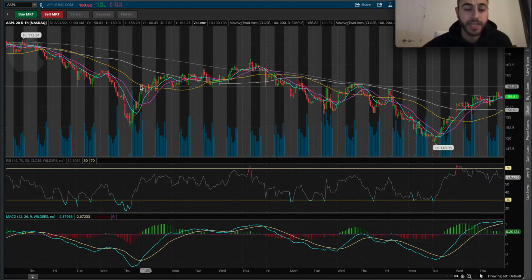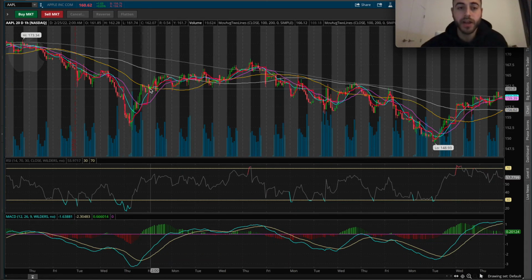But say you did enter, you wouldn't have gotten stopped out, because if you entered here for a swing trade, your stop loss would have been below the previous day's lows. So you wouldn't have gotten stopped out. You would have actually ridden the stock.